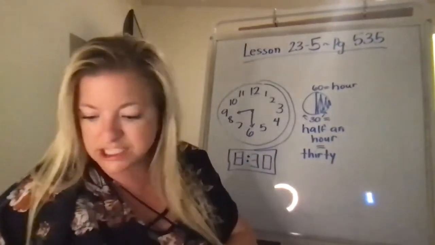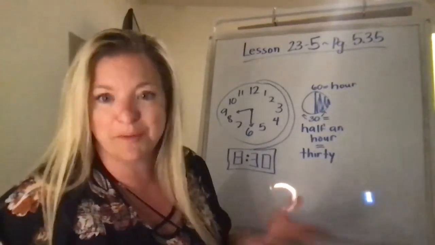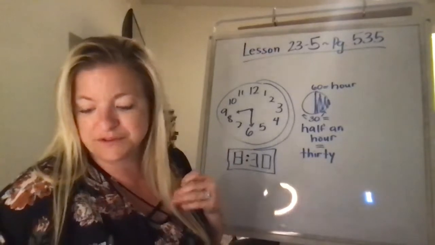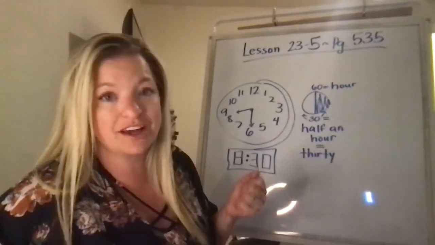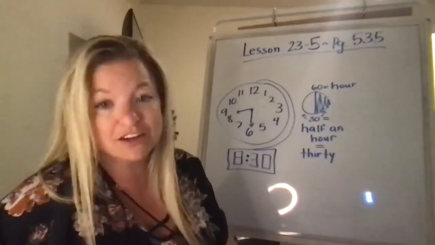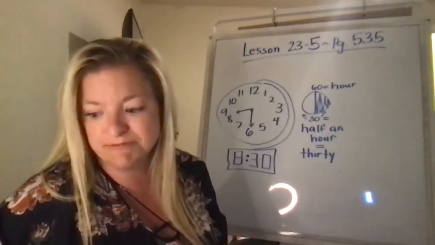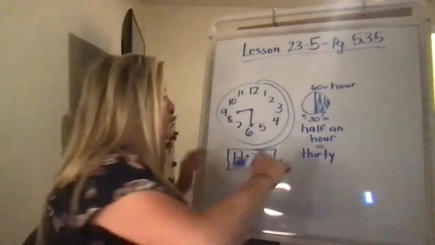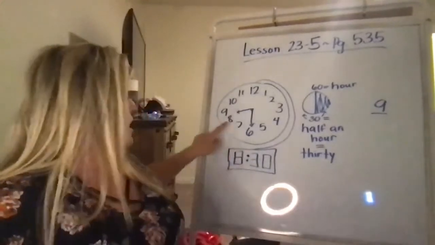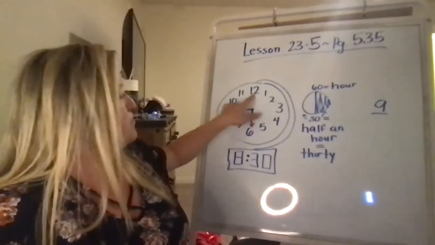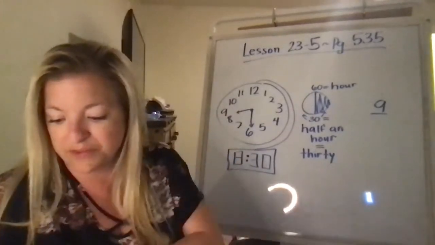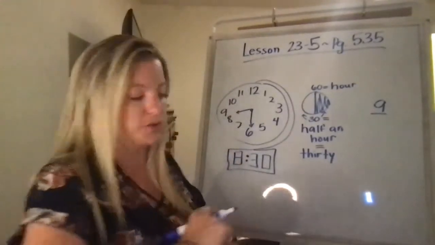Next page. These clocks show the same time. What time is it? Ooh, that's fun. So again, you can look at the digital clock and figure it out to help you solve the analog clock, or you can look at the analog clock and say, that's 9 o'clock. So you're going to write in, it is 9 o'clock. The hour hand is pointing to the 9. The minute hand is pointing to the 12, which we know means o'clock. And there you go.